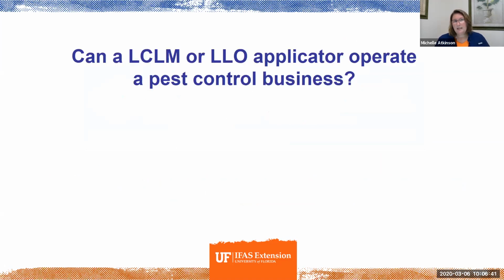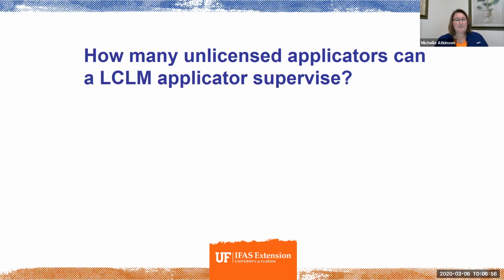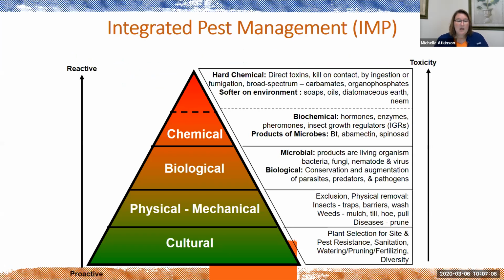Can you, as an LCLM, we won't worry about the L&O, but can you, as an LCLM applicator, operate a pesticide business? No, you cannot. How many unlicensed applicators can you supervise with this license? None. You may not supervise applicators.